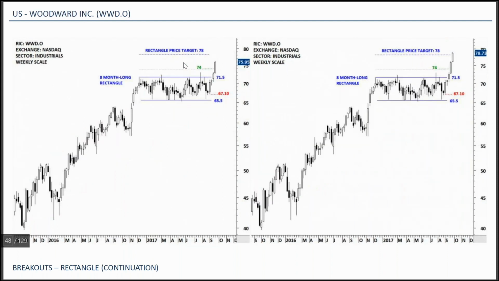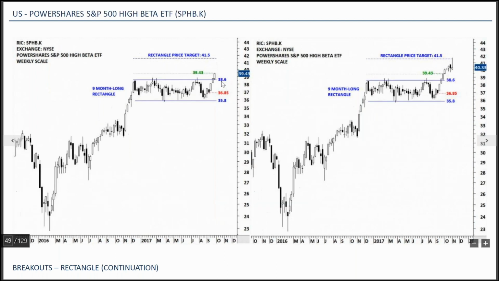US Woodward Inc., another alert we have placed as a breakout alert, an 8-month long rectangle, 1, 2, 3, 4, the 5th time the breakout is taking place and immediately reaching the chart pattern price target. Another, the PowerShares S&P 500 High Beta ETF. You can see again the several tests of the chart pattern boundary. The breakout is taking place and taking us to the chart pattern price target.